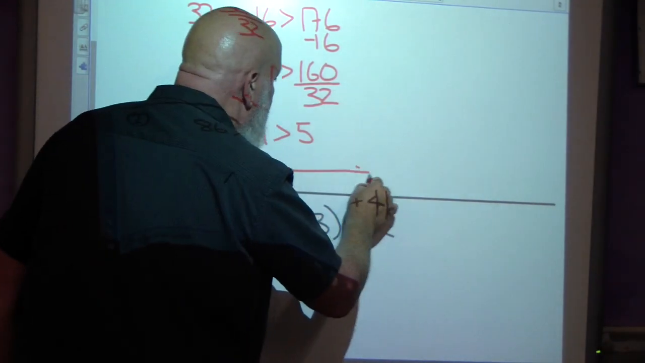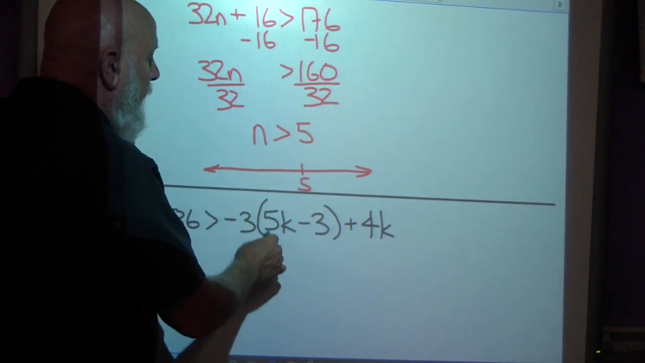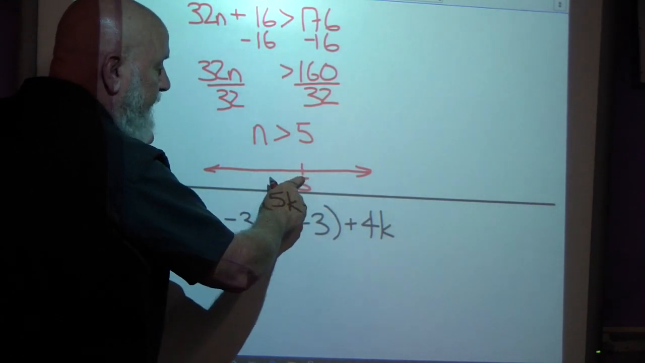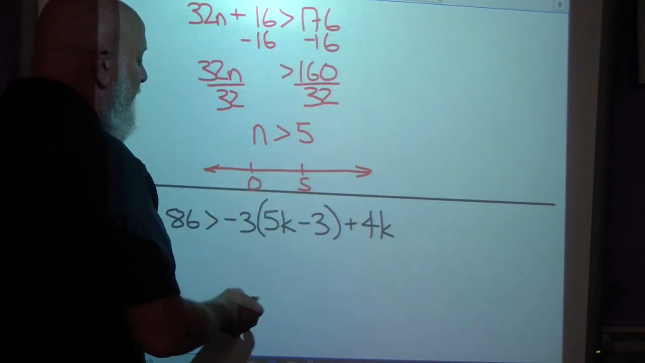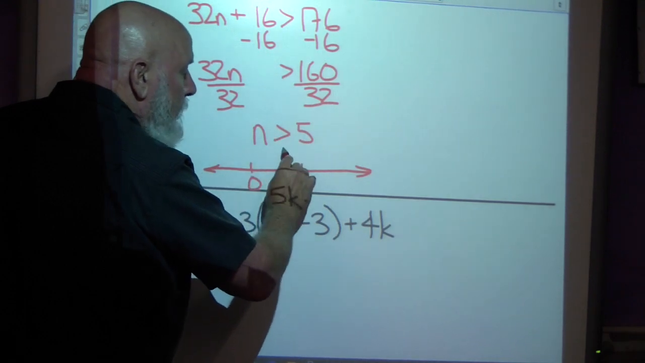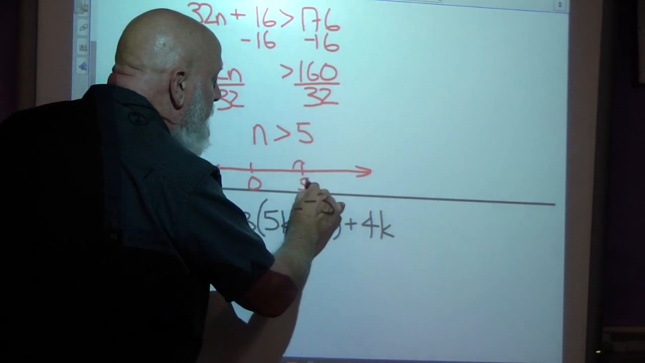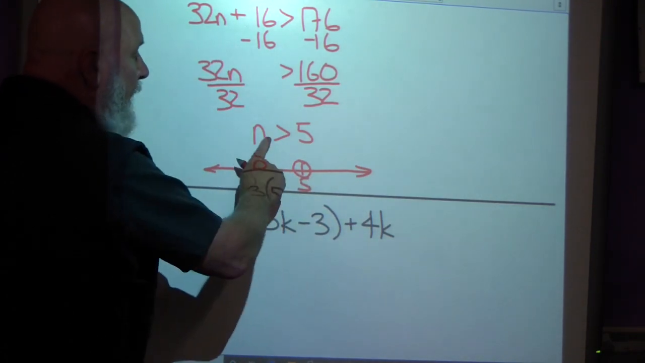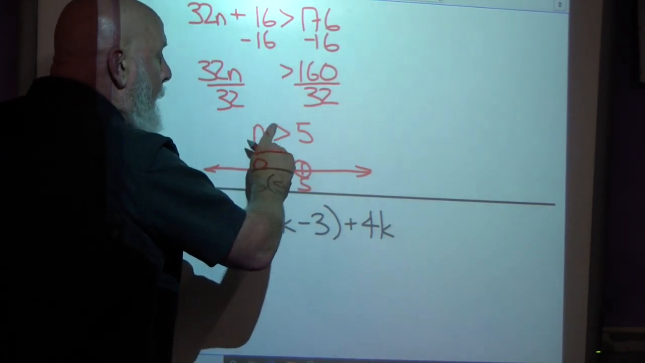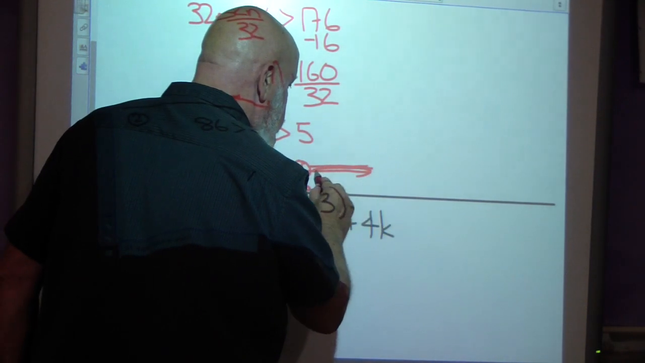And to graph this, we just draw a little number line. We locate 5 wherever we want it. I like to show where 0 is too. If this is 5 and 0 is over here to the left, it's not necessary, but I like to. Then, because it doesn't say or equal to, there's not a little line under here that says greater than or equal to, we put an open circle on it, we don't fill it in. And then we ask ourselves, where are all the numbers bigger than 5? Well, that would be to the right. So that's the direction I shade.